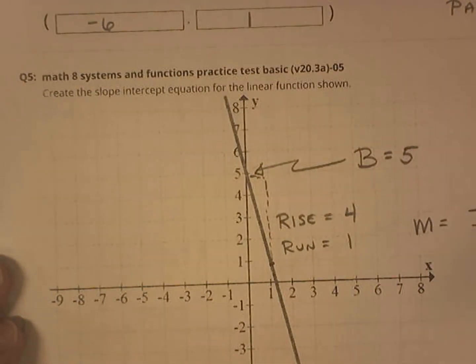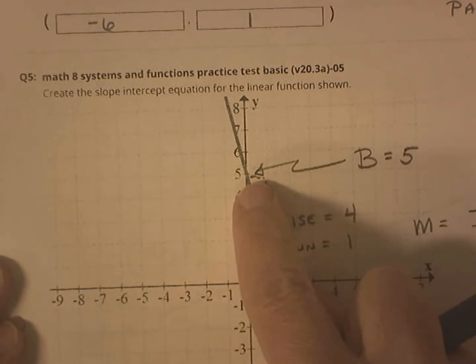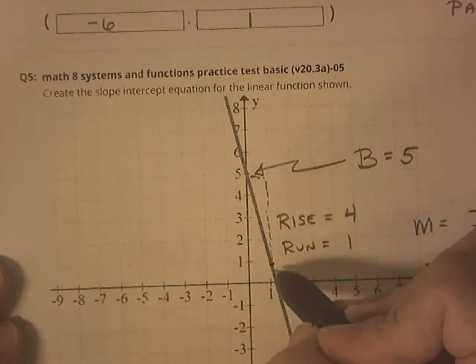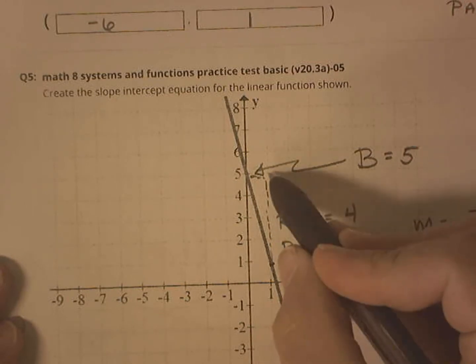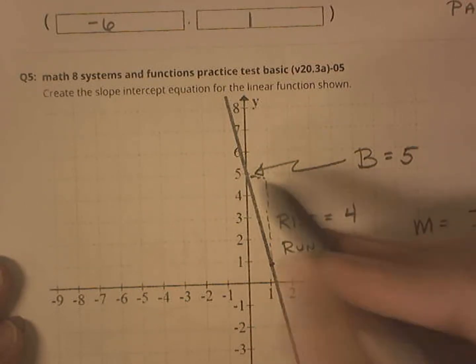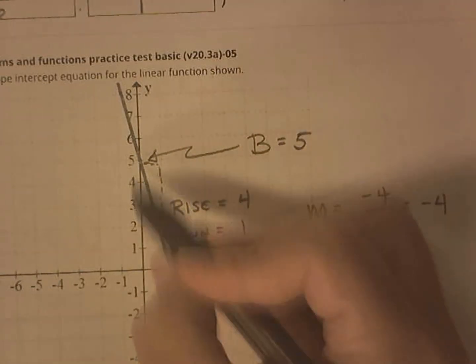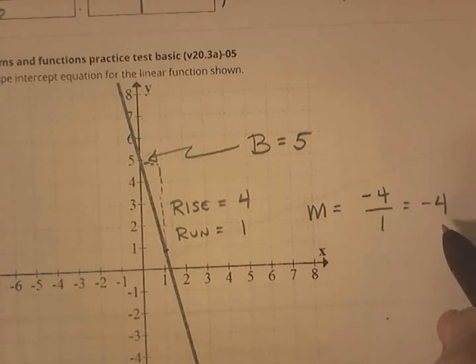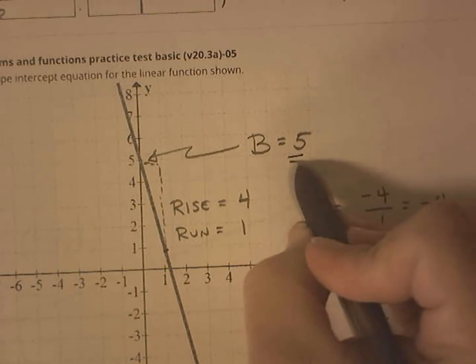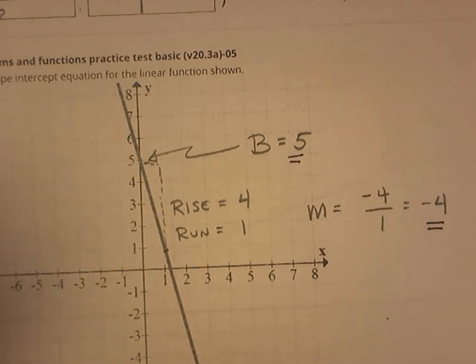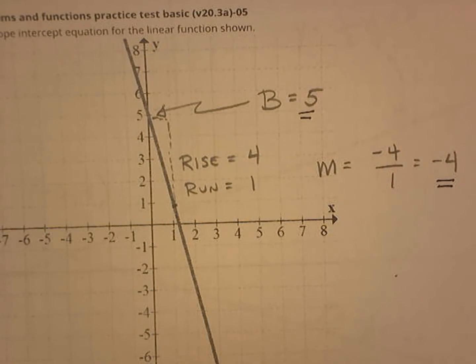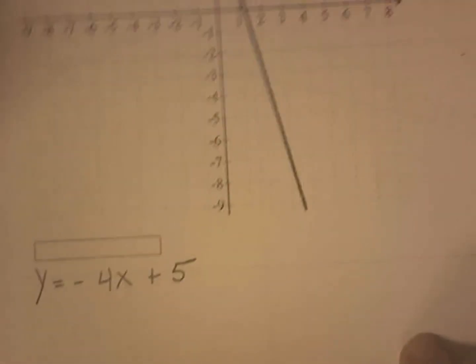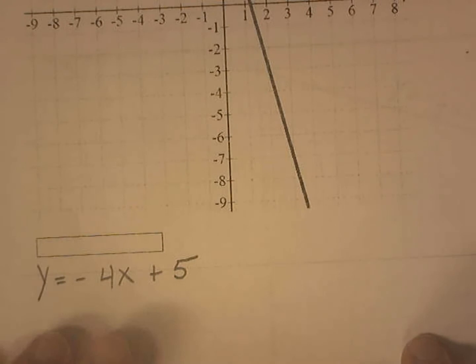This one says create the slope-intercept equation for the linear function, so I need the slope and the y-intercept. The y-intercept is right there at 5, and the slope looks like it goes up 1, 2, 3, 4 over 1, so a rise of 4 and a run of 1, but it's a negative, right? Or you could go down 1, 2, 3, 4 over 1, but it's still a negative, so I have it as a negative 4. So I'm going to use my intercept and my slope. So it's going to be y equals negative 4x plus 5.